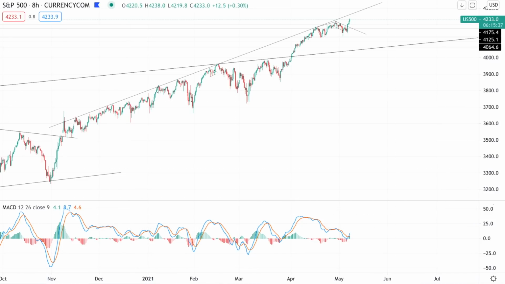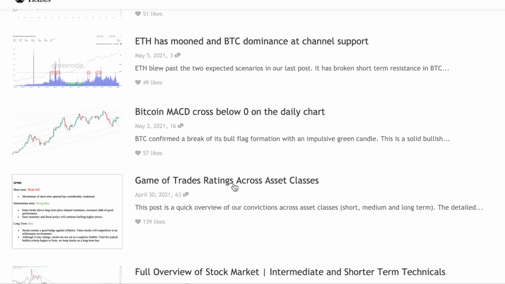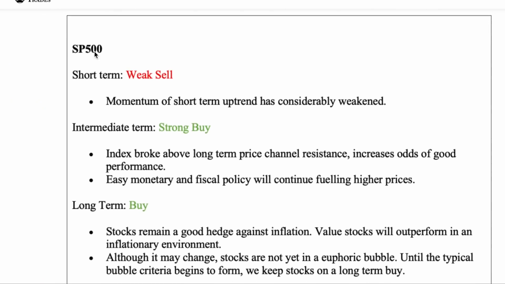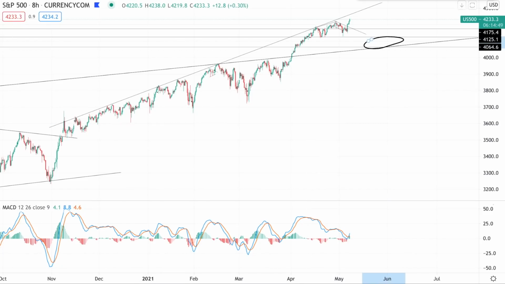Now, right now in the stock market, you ideally want to be looking for a positioning near this level of support. And we do think that's something that's going to come in the next few weeks. That's why on our Game of Trades ratings across asset classes, the S&P 500 is still on a short-term weak sell. If we start to get closer to this level, that's going to start to turn into potentially a strong buy.